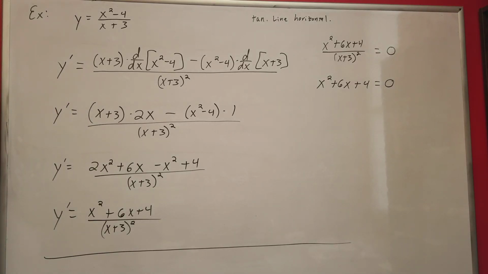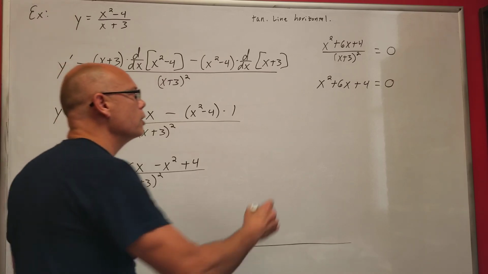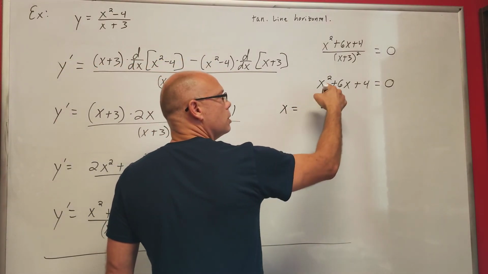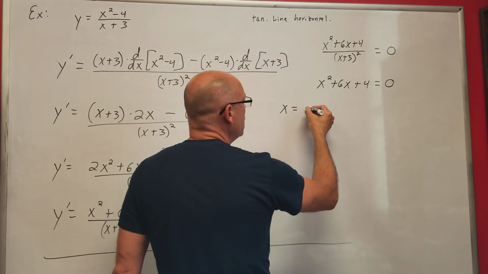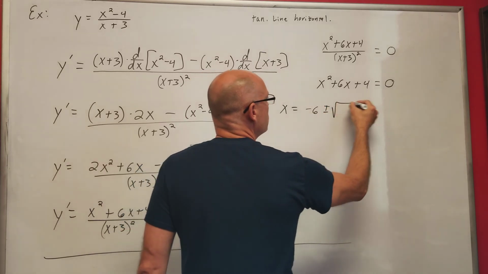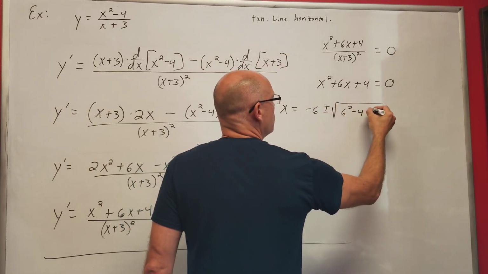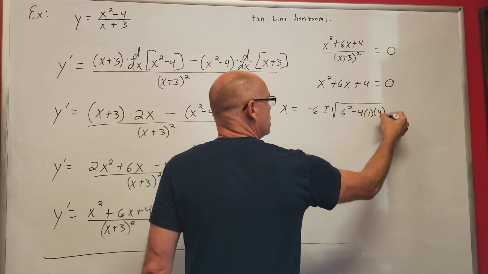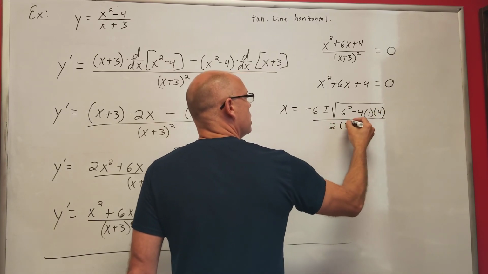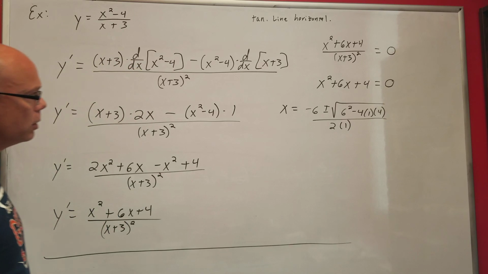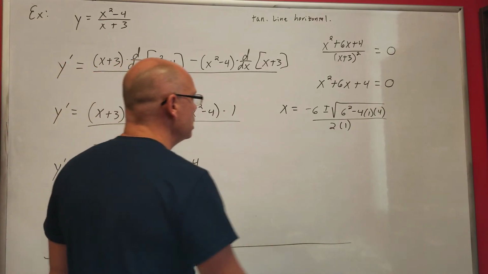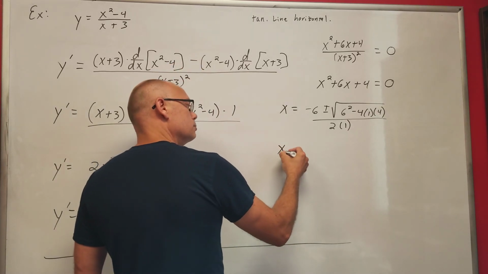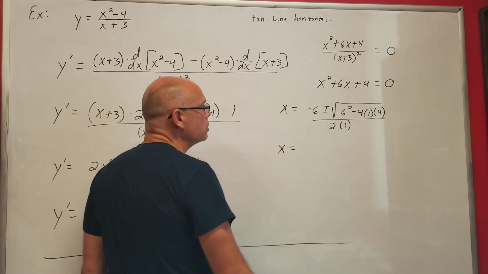Now I can't factor that one, can I? If I could, it'd be nice. So I use my quadratic formula. That's just a quadratic equation I'm solving. So quadratic formula, x is equal to negative b plus or minus the square root of b squared minus 4 times a times c all over 2 times a, right? You need to go back and review that. Do a Google search, purplemath.com, Khan Academy, whatever. Do a search for quadratic formula, how to use.